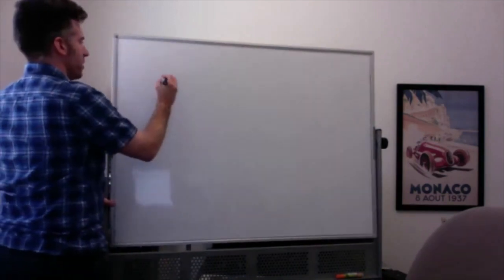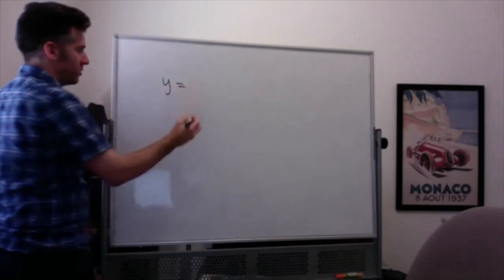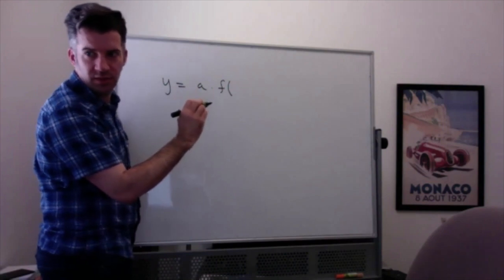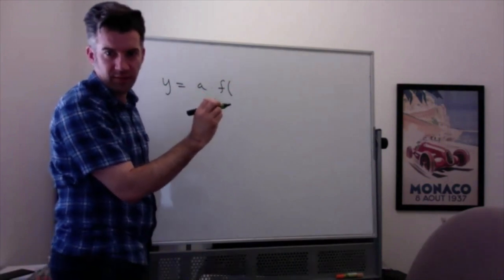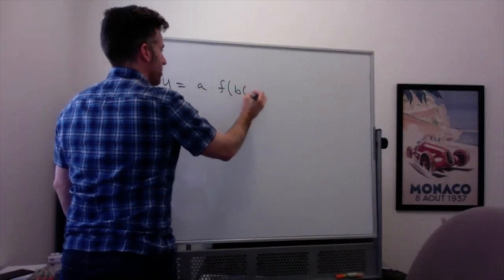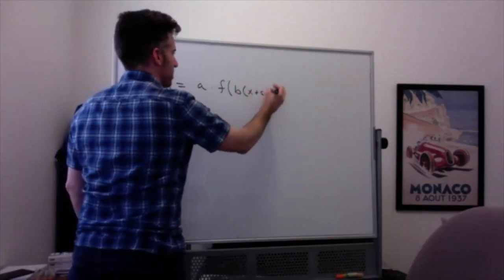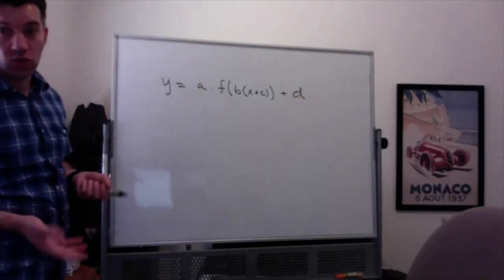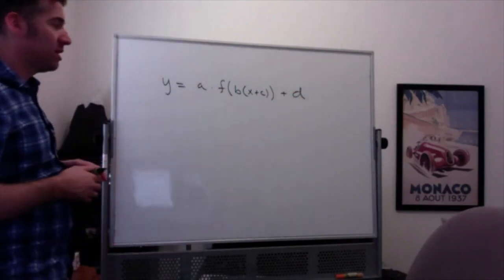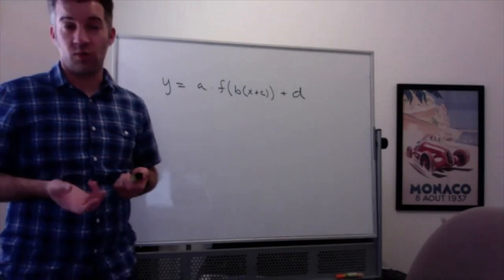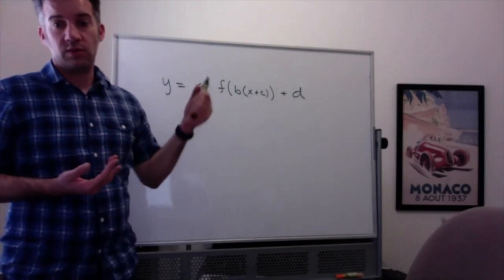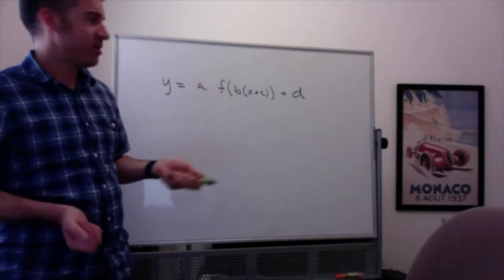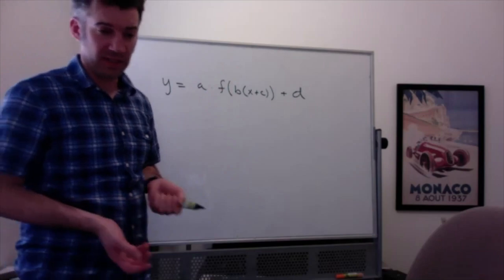So generally we have this kind of setup. If you have y equal to a times f of b times x plus c, plus d. So these are kind of all the things you can do to a function. And I really think it is worth your while, when you see this kind of gobbledygook, and we'll write an example down in a second, to work from the inside out, if that makes any sense.